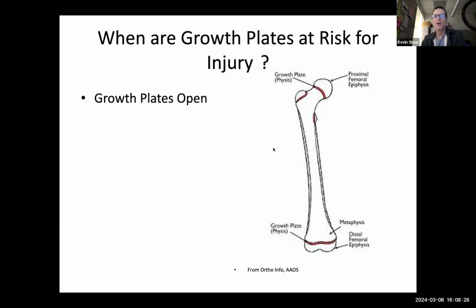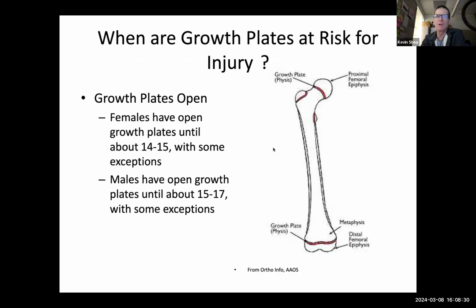So why are growth plates an issue? Well, in most females, the growth plates are open until about 14, 15. There are exceptions. Occasionally I see a 17-year-old who's got an open growth plate. Occasionally I see a 13-year-old with a closed growth plate. Males tend to grow a little bit longer, 2, 3 years longer, and growth plates are typically open until maybe 15 to 17 years of age, but some kids grow to 21.